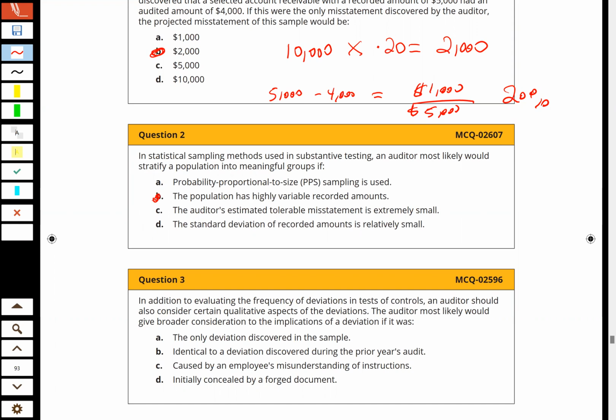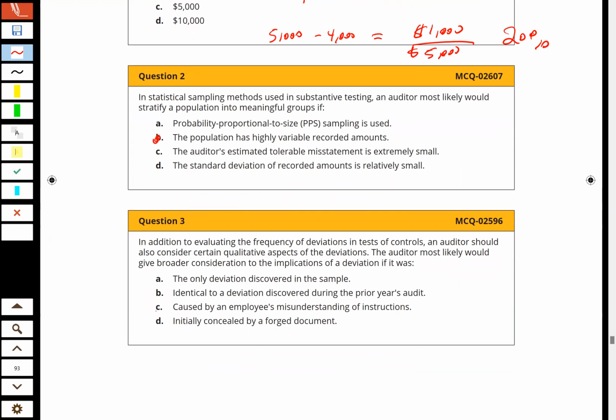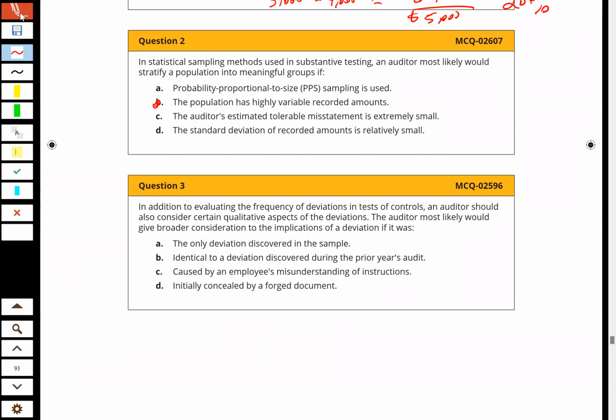Remember that example? Okay. Where we would want to manually stratify is when the population has highly variable recorded amounts. We had those big ones at the top, and then we had a bunch of little ones clustered together. Well, that would be considered highly variable amounts. And so we would go ahead and stratify under those conditions. Okay, PPS automatically stratifies a sample because it is probability proportionate to size, right? And we saw that in the example. Okay, good. Let's go ahead and do the last question of the evening.